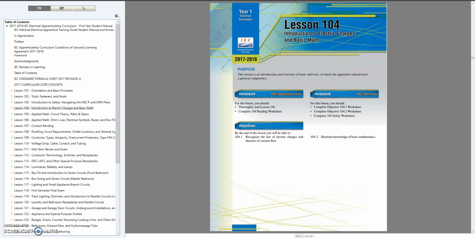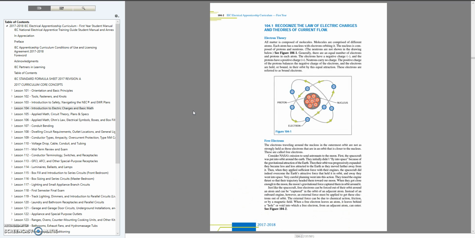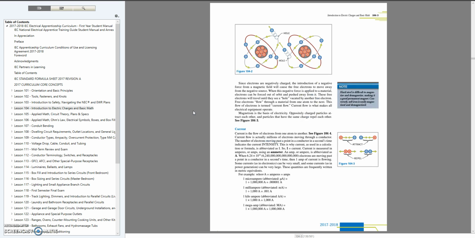As you can see here, we're only in the blue book here. 104 is all we have, nothing EWR this time around. Here they get into some electron theory, the free electrons. I'm not going to drag you down through that. We do definitely want to mention they're going to start introducing some electrical terms in fairly great detail.